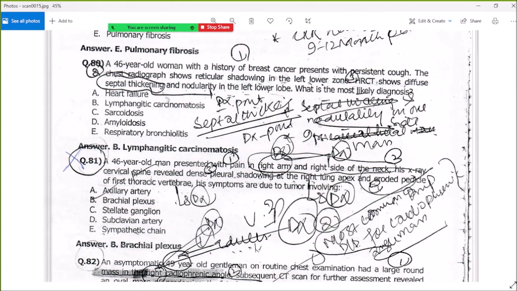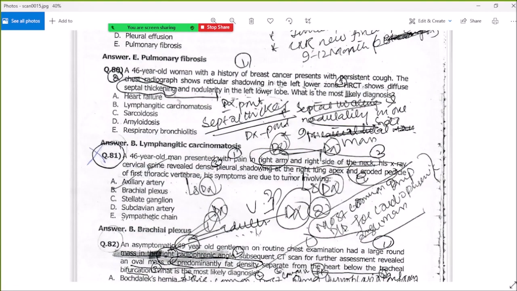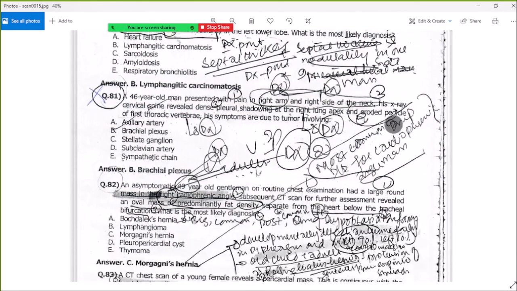Question 80. A 46-year-old woman with a history of breast cancer presents with pleural effusion. Chest radiograph shows reticular shadowing in the left lower zone. HRCT shows diffuse septal thickening and nodularity in the left lower lobe. Most likely diagnosis is lymphangitis carcinomatosis.